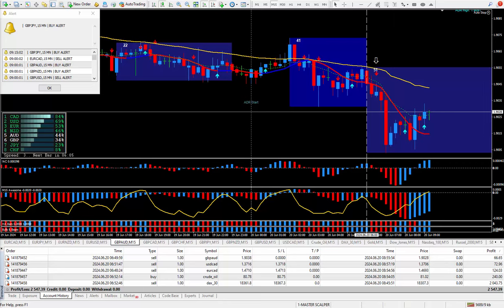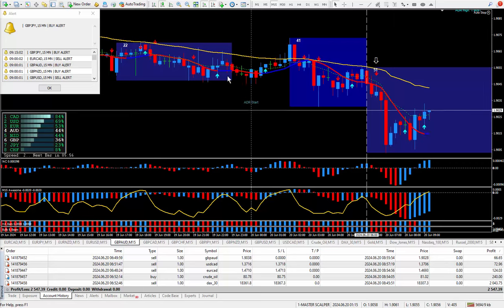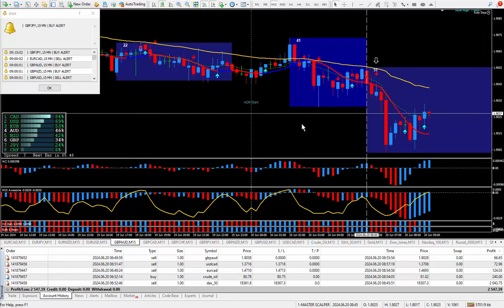Today's date is June the 20th and I'm using my Master Scalper trading system. This system has the Master Scalper, that's this moving average that changes from blue to red, and of course it has the arrows here, the super signal indicator. Now they'll give an audio sound and this pop-up box suggesting to buy or sell.